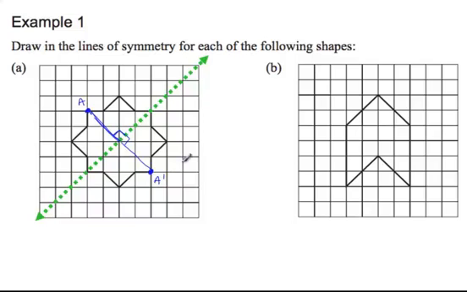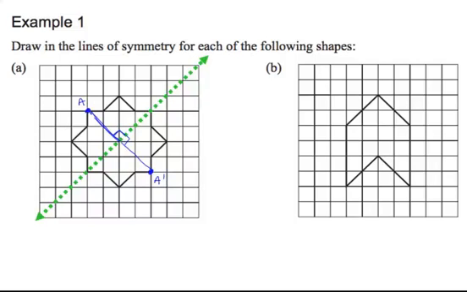And we can also find there's another line of symmetry, and it goes all the way along this way, and all of these points would be mirrored over onto this side. Okay, let's look at B. So again, we're looking for drawing in the lines of symmetry.